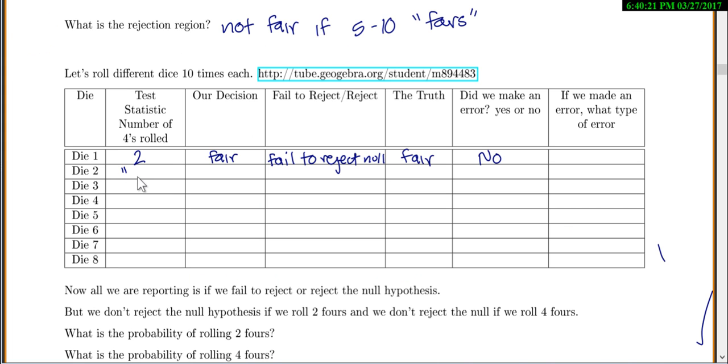Okay, so we copied everything from up above there. And then our next one we had 9, so we believed it is not fair. And because we believe it's not fair, we would reject the null. So remember, our null was that it was fair. So we'll reject it because we don't think it's fair. And the truth was that it was not fair. And so that was the correct decision. We didn't make an error.